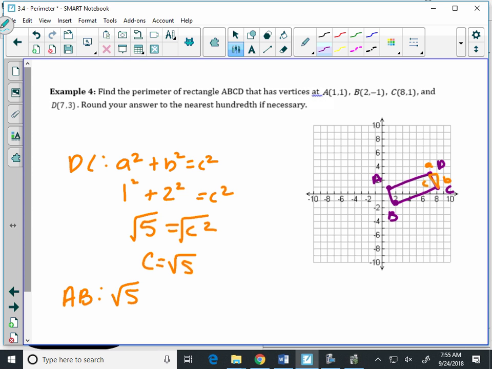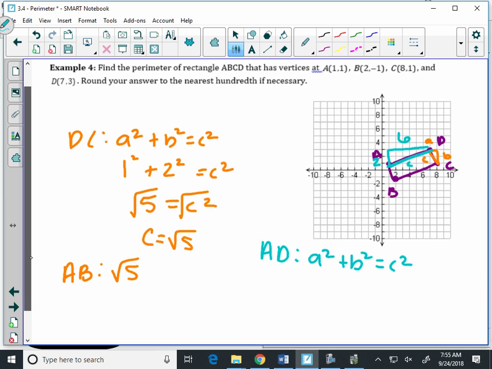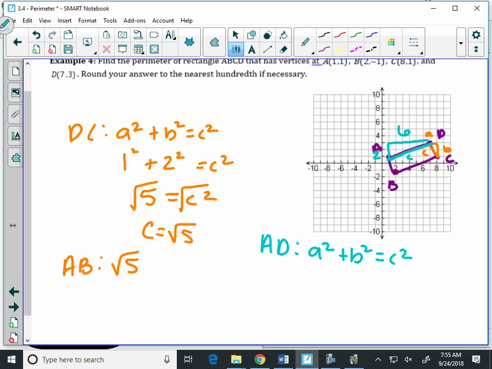And then it doesn't matter, we can find AD or BC. I'm just going to find AD next. Okay. And it's the same exact steps. Make our right triangle. That's my C I'm trying to find. Count, that's 2. This goes 1, 2, 3, 4, 5, 6. And then let's count. 1, 2, 3, 4.